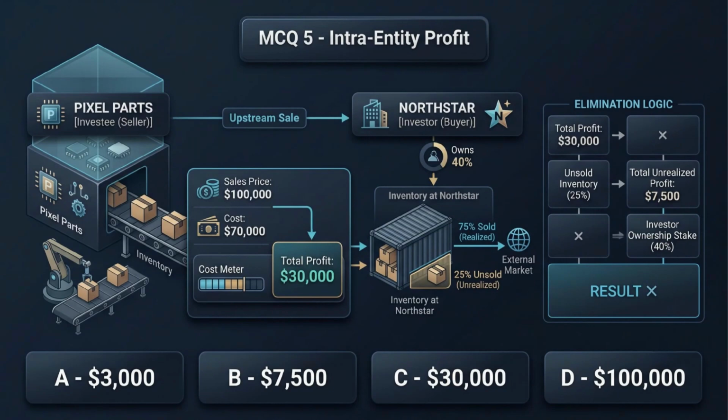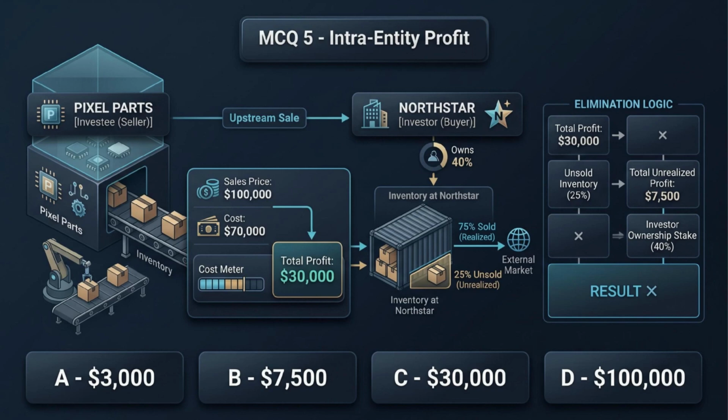Pixel Parts sells inventory to Northstar for $100,000. Pixel's cost is $70,000. Northstar owns 40% of Pixel. At year end, 25% of the inventory remains unsold and tax effects are ignored. The question asks what unrealized profit Northstar should eliminate.